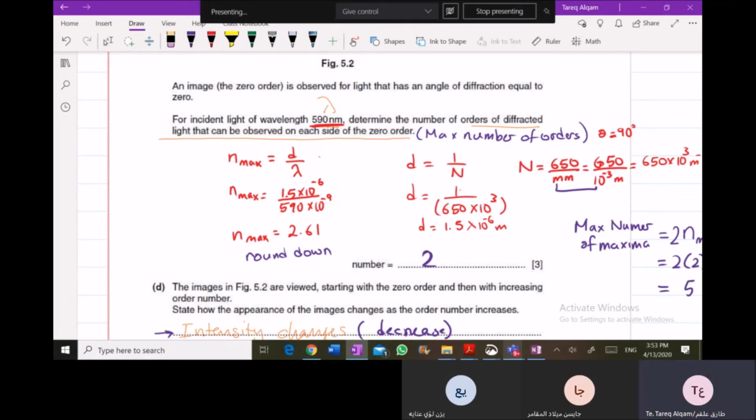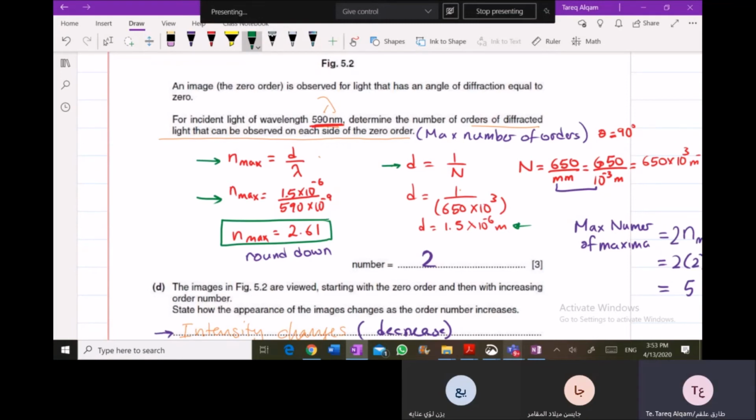To find the maximum number of orders, I have to divide d by lambda. I have to find d first of all by 1 over n, like what I did here. Then I divide d by lambda. Please work out the result. The result is 2.61. I should round it down, meaning I should not consider it 3. I should consider it 2. So the maximum number of orders observed at each side of the zero order is 2.